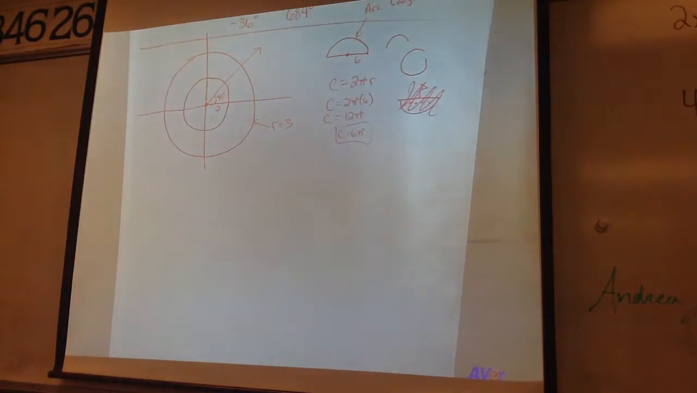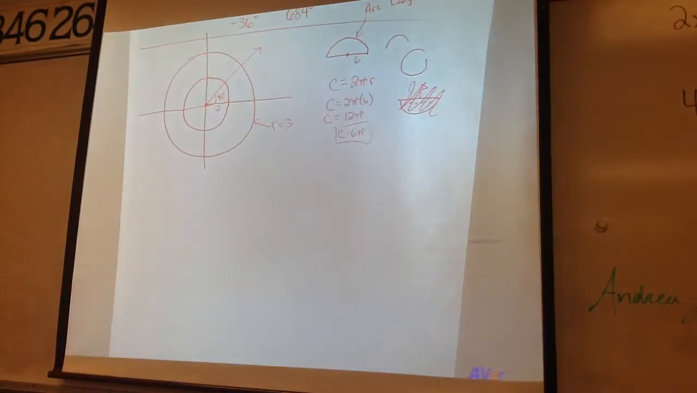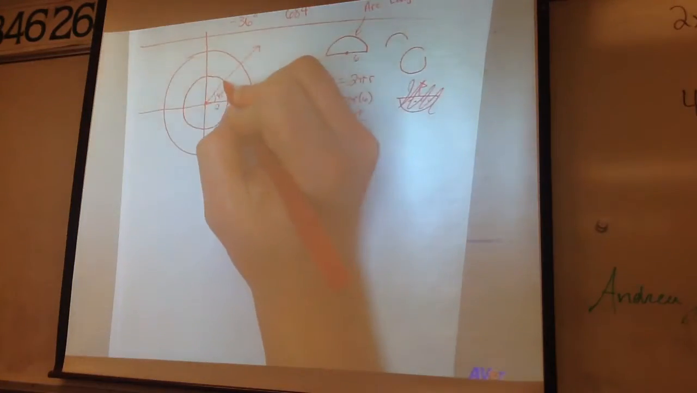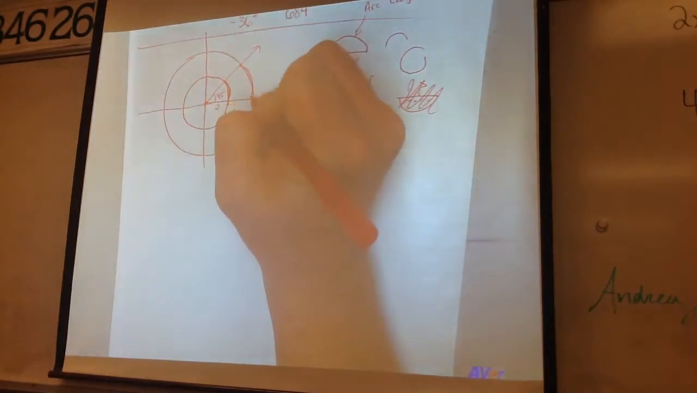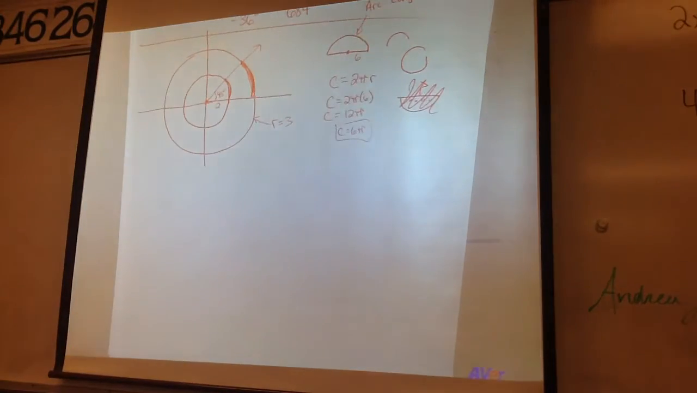Looks like about 5. Which one? So this is 2, this is 3. Find the arc length, each of these arc lengths. Find that one and that one. Done.